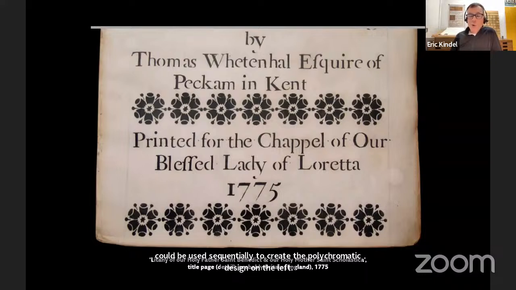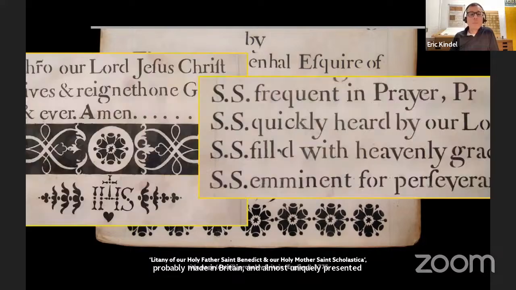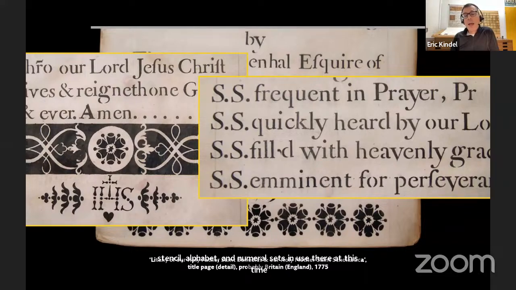Given variable attitudes towards Catholicism in post-Reformation Britain, there was apparently little stenciling of Catholic liturgical books there in the 17th and 18th centuries. Here, however, is one exception, a litany of 1775, probably made in Britain and almost uniquely presented in the vernacular rather than in Latin. If it was made in Britain, it offers rare evidence of stencil alphabet and numeral sets in use there at this time. The letter forms are not as sophisticated and well resolved as those found in France and may suggest homegrown production.